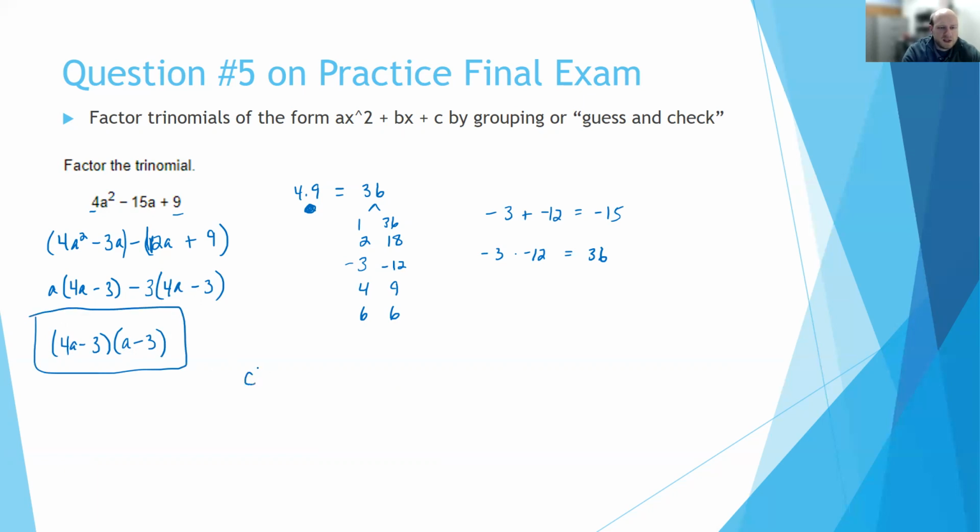Again, you can always check it by FOIL, right? If we check this by FOIL, we multiply the first two terms, we have 4a squared, and then 4a times negative 3 is negative 12a. Negative 3 times a is negative 3a. Those are the inside terms. And then negative 3 and negative 3, our last terms, are positive 9. And that does FOIL out to give us what we originally had. So it checks.